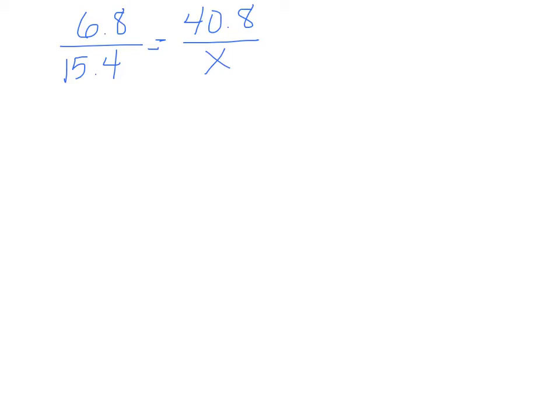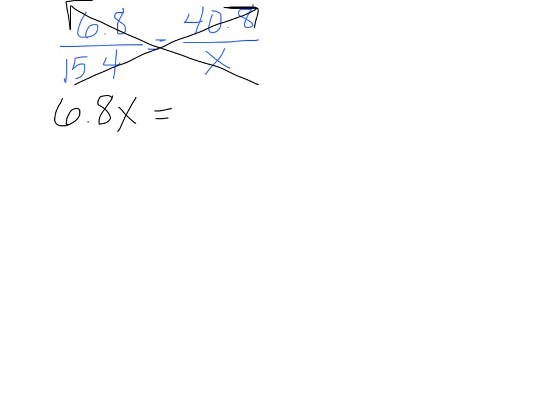So the first thing that we're going to do is we're going to use cross products. And we're going to say that we have 6.8 times x. So that's 6.8 x is equal to, and now we're going to multiply in this direction. And so I'm going to show you the step. It's 15.4 times, and I think I'm going to put it in parentheses so that we can see it better, 40.8. Well, most of us can't do that in our head. Some of us might be able to.